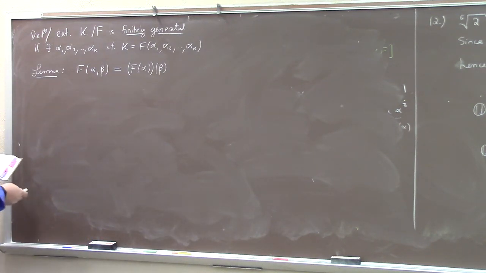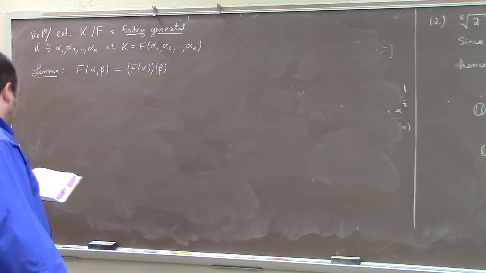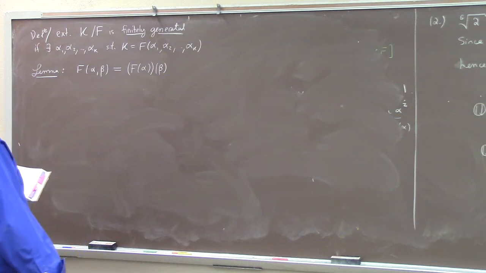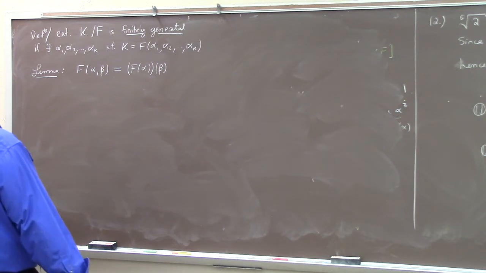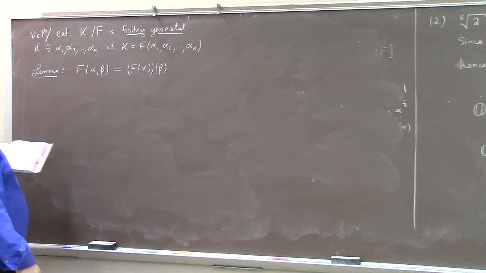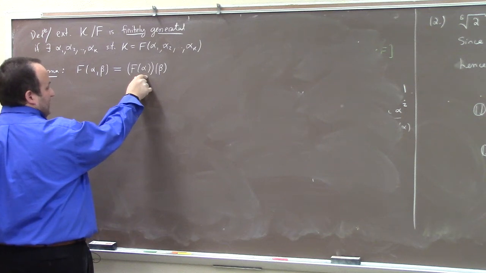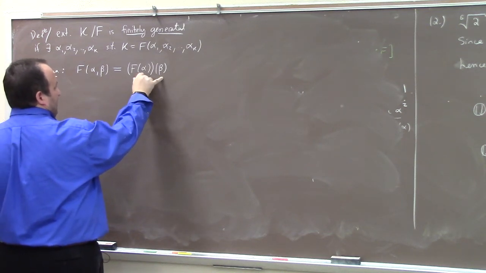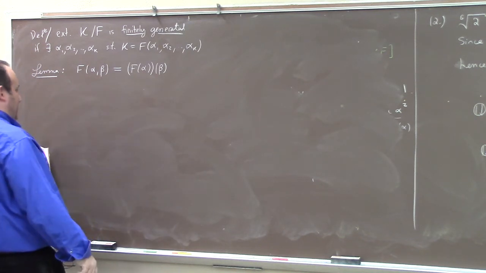Okay, so another way to look at F(alpha, beta) is F(alpha): you take the field F(alpha) and then you extend by beta. He says the proof follows by the minimality of the fields in question. This field contains alpha, beta, and F. The inside field contains F and alpha, but then if you extend by beta, it also contains beta. So this is the smallest field which contains F, alpha, and beta.